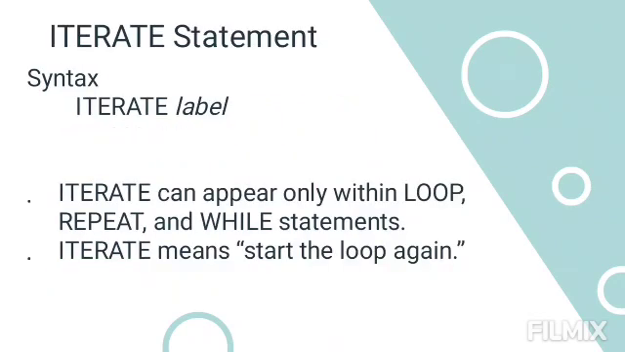Next, the iterate statement. The iterate statement is similar to the continue statement in C language. What is the use of the continue statement? The continue statement skips a part of the loop. In a similar way, here we use the iterate statement. Syntax is ITERATE label. Iterate can appear only within the loop, repeat and while statements. Iterate means start the loop again, skipping a part of the loop.